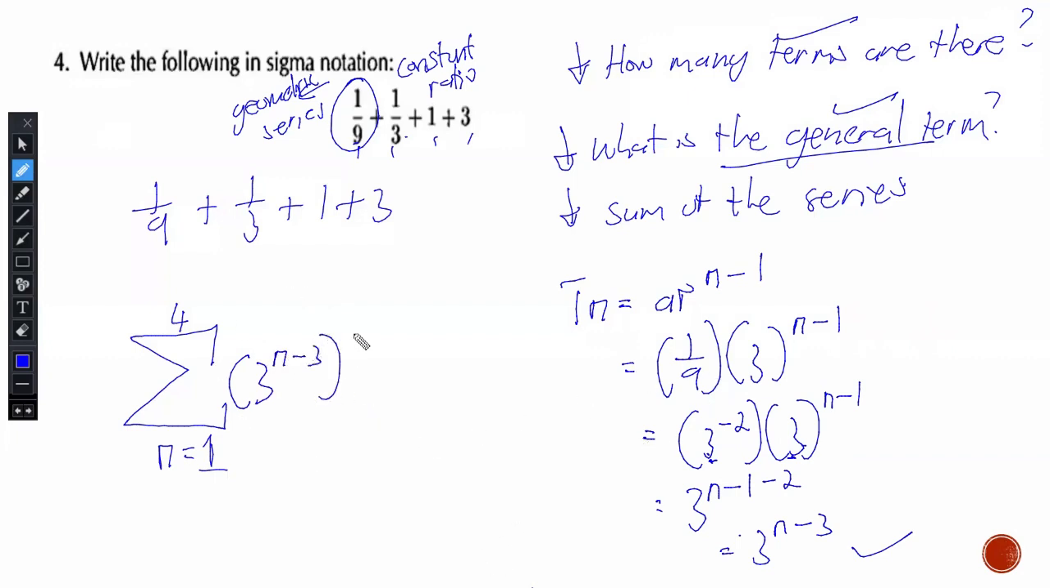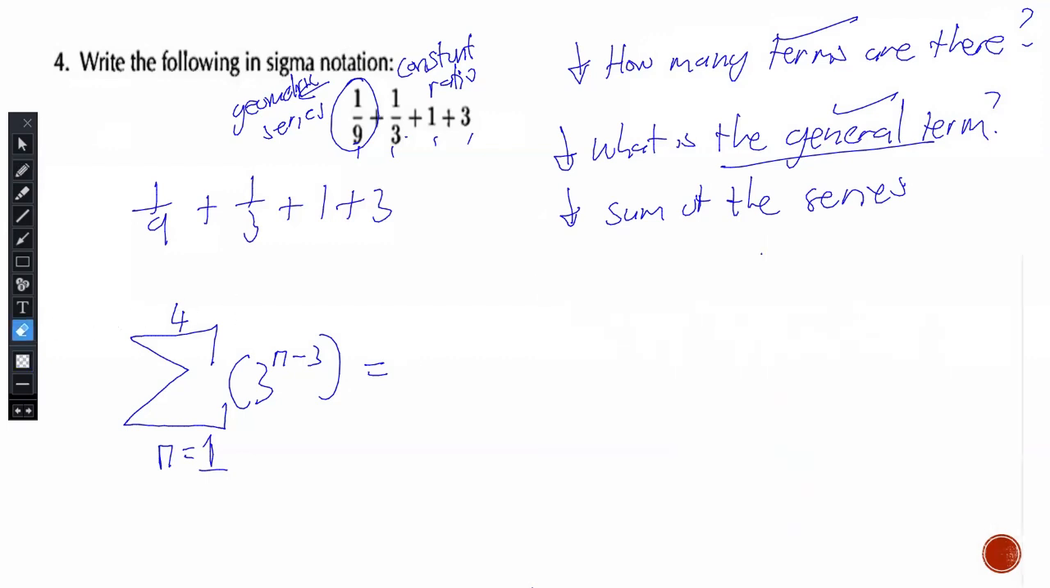But then again, we are not done with our sigma notation. Remember, our sigma notation needs to represent the sum here. So what is the sum? This is the third question that we are going to answer. So we have answered what is the general term. The general term is our Tn, 3 to the exponent of n minus 3. Now, the last question is, what is the sum of the series?